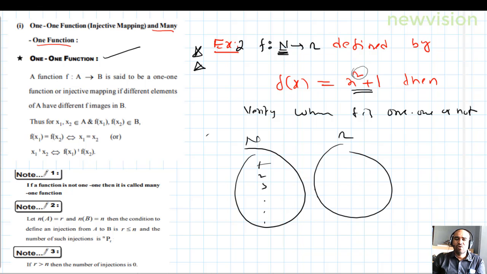1 is paired with 2, 2 is paired with 5, 3 is paired with 10, and so on. What is the meaning of that? There are no negative numbers. For example, minus 1 would also be paired with 2, but minus 1 won't be in the domain because the domain is natural numbers. If f maps N to R defined by f(x) equal to x square plus 1 is given, directly I can say it is a 1-1 function. Different elements of the domain are paired with different elements of the codomain.